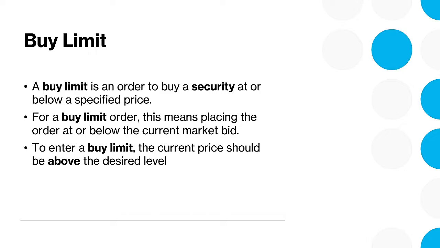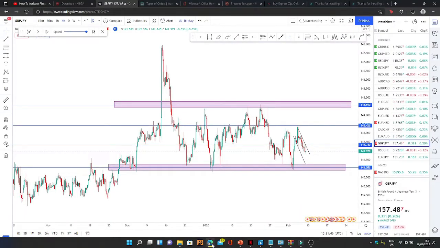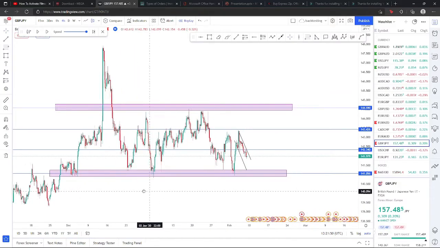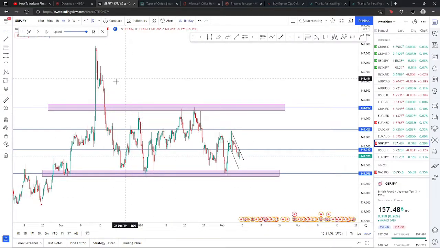So right now, let's jump into the markets so that I can give you a practical example of how and when you'd look to place a buy limit order. Let's take a look at GBP JPY. This is a perfect example. Let's switch into a 1 hour time frame.